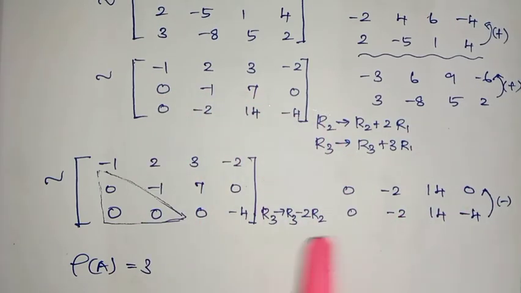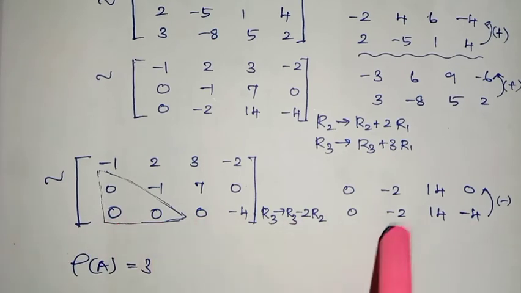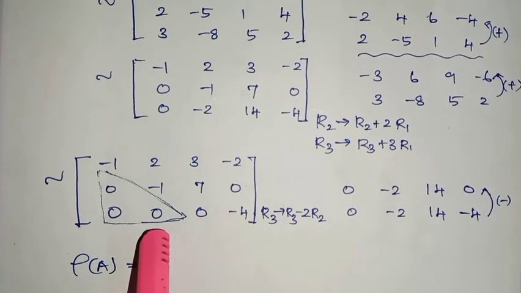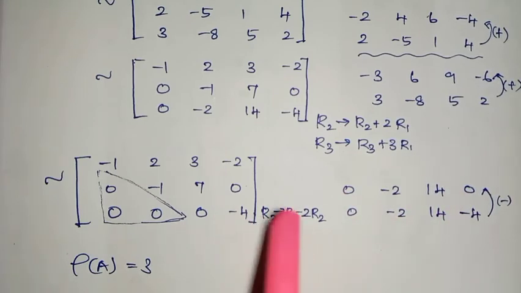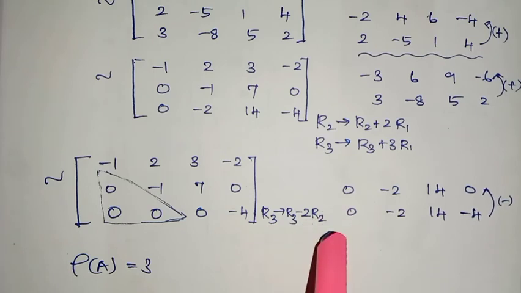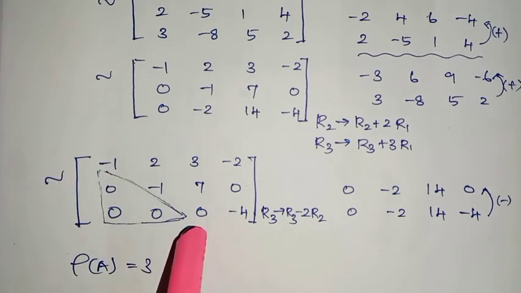Now write the third row as it is. Now we have to subtract it. 0 minus 0 is 0, minus 2 minus minus 2, so plus 2, which is 0. 14 minus 14 is 0, minus 4 minus 0 is minus 4. Right, so R3 implies R3 minus 2 times of R2. Now we achieved it. This is row echelon form because all the elements below the main diagonal are 0.